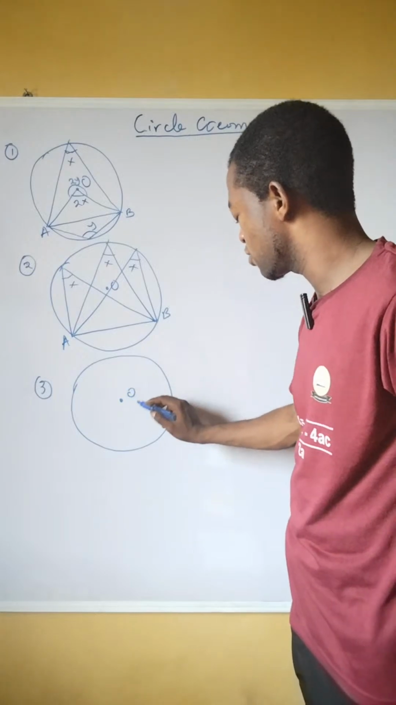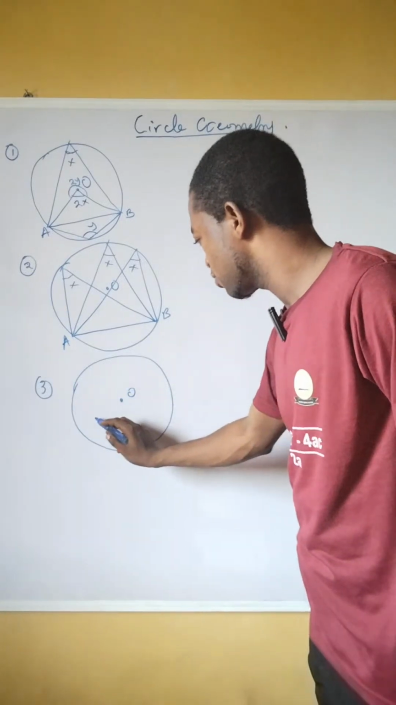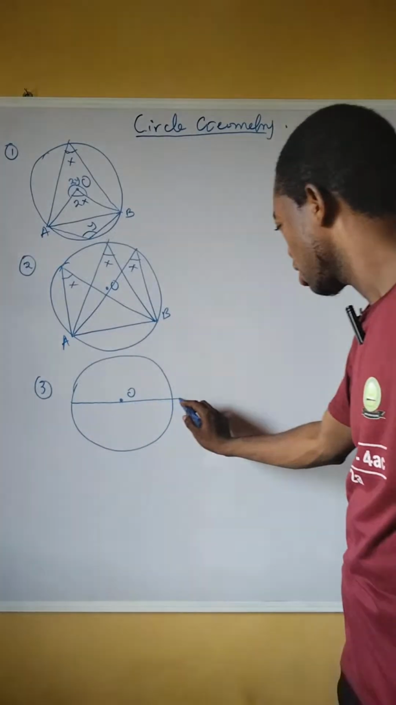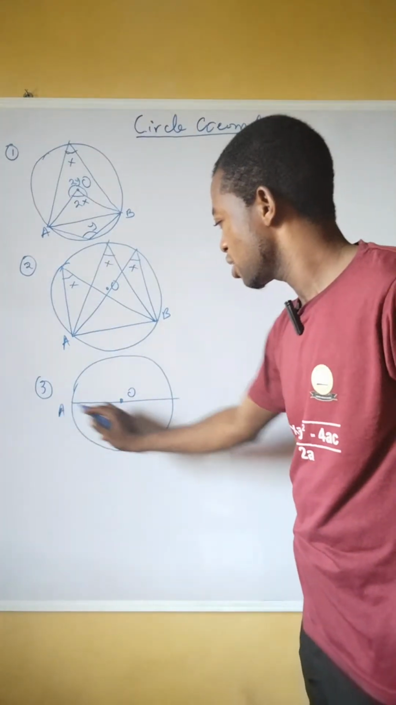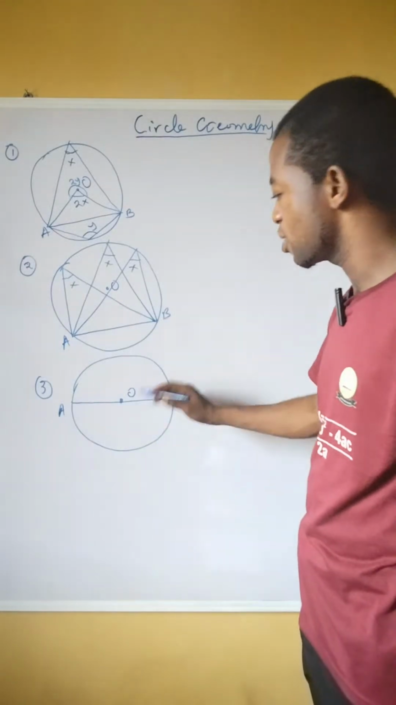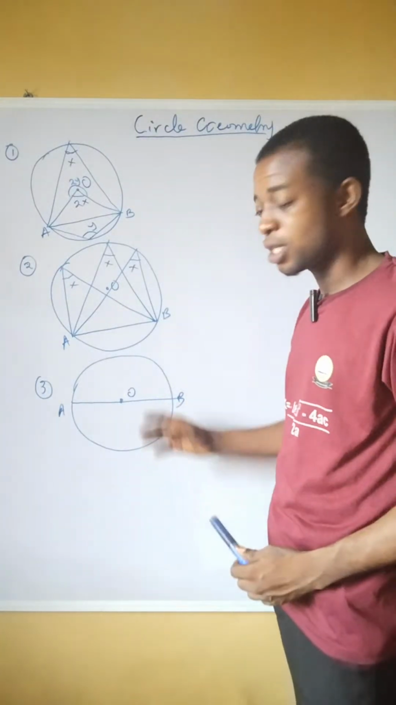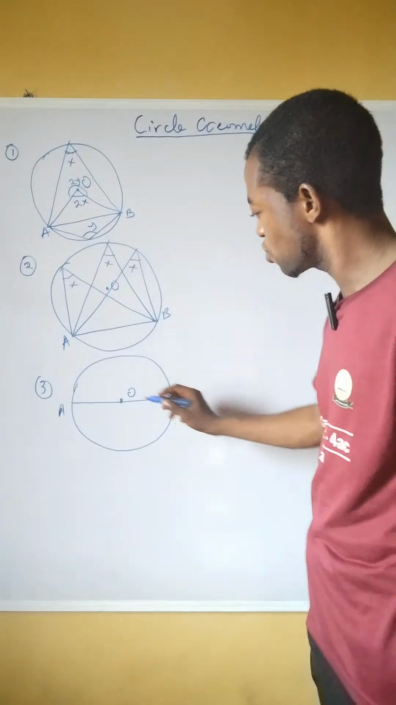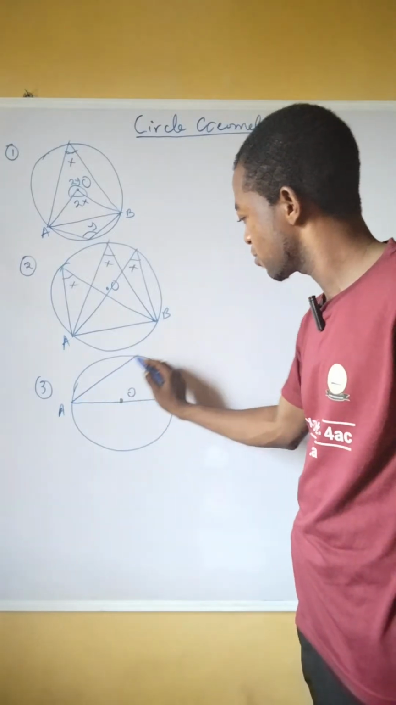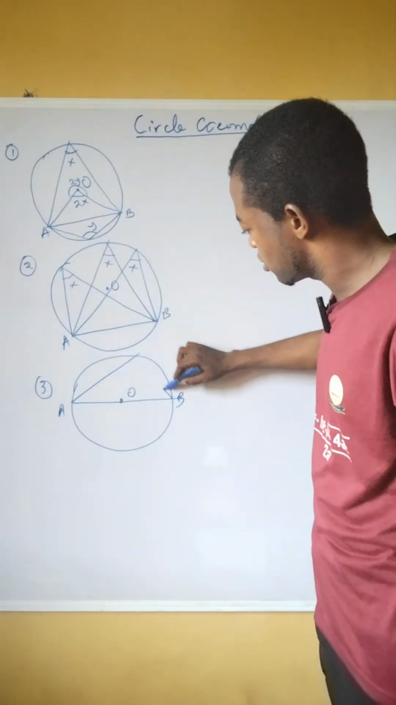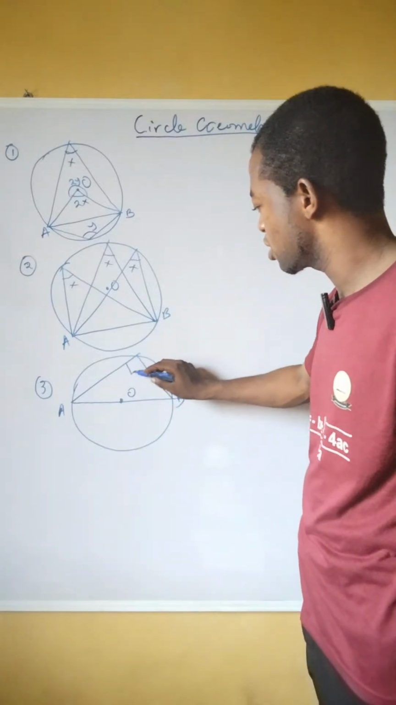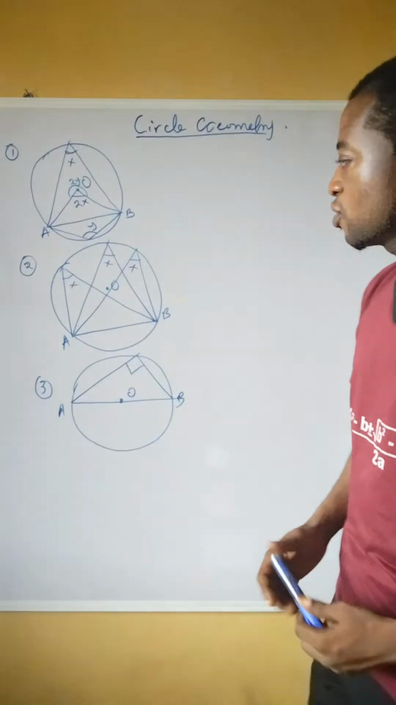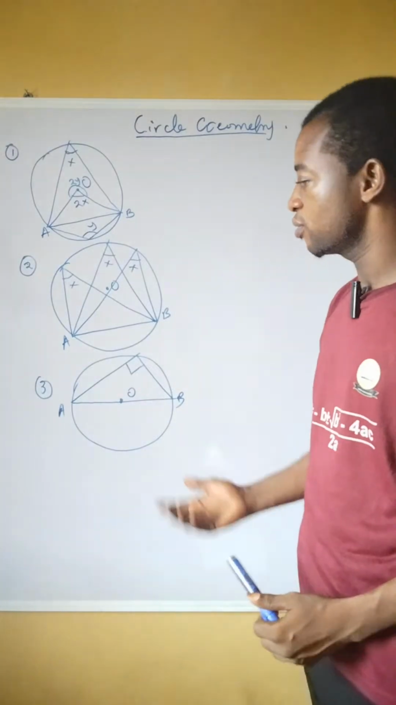Let's say this is the center of the circle, and we have a diameter. The diameter passes through the center, and that makes this circle divided into 2 equal halves, which is called a semicircle. So angles obtained by this diameter here is therefore a right angle. So angle 90 degrees.